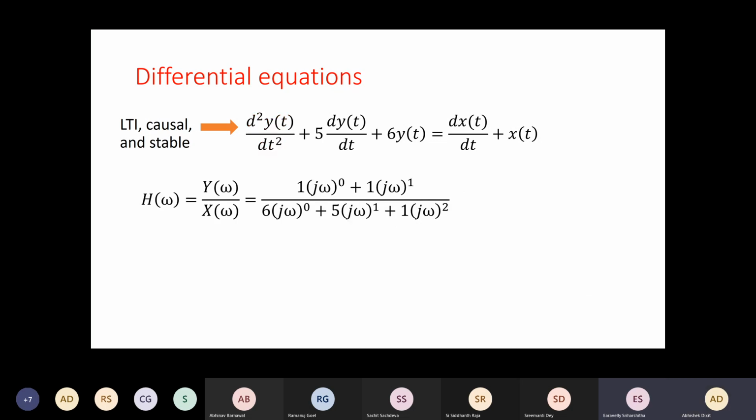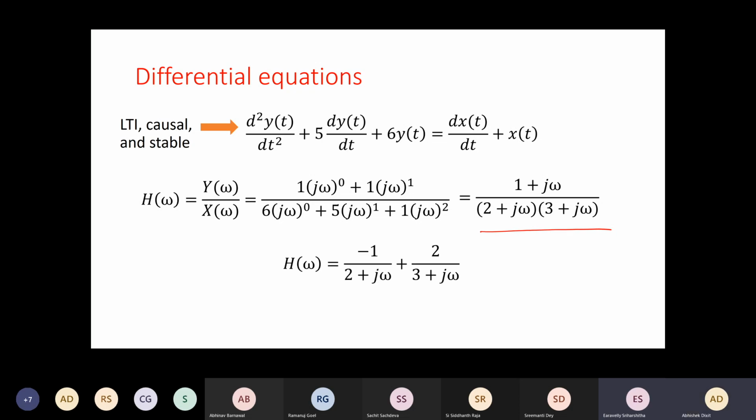So we can now find H of omega like this. Once you find H of omega, you can use partial fractions, and using partial fractions I can write it like this. Once I have written it like this, I can find the impulse response by inverting these two different parts.